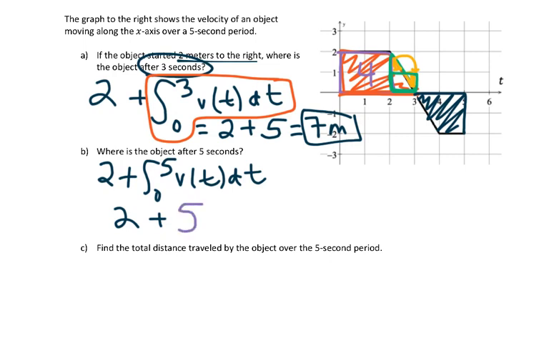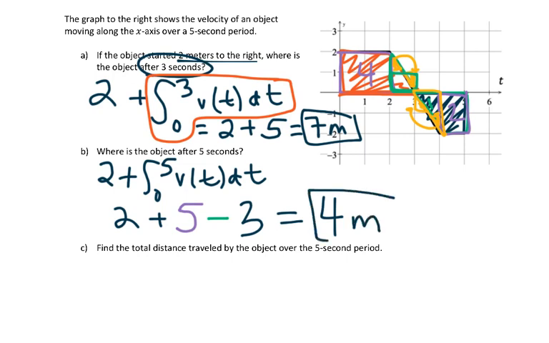From 0 to 3, it's 5. But then it's moving away, so it's going to be a minus, and we're looking for that area underneath. Just like we did before, I can count here, there are 2 boxes there. And if I look at this piece right here, this little triangle is the same as this one, so that's really like another box there. So that total combination is 3. If I add and subtract, 2 plus 5 is 7, minus 3 is 4. So it's 4 meters.